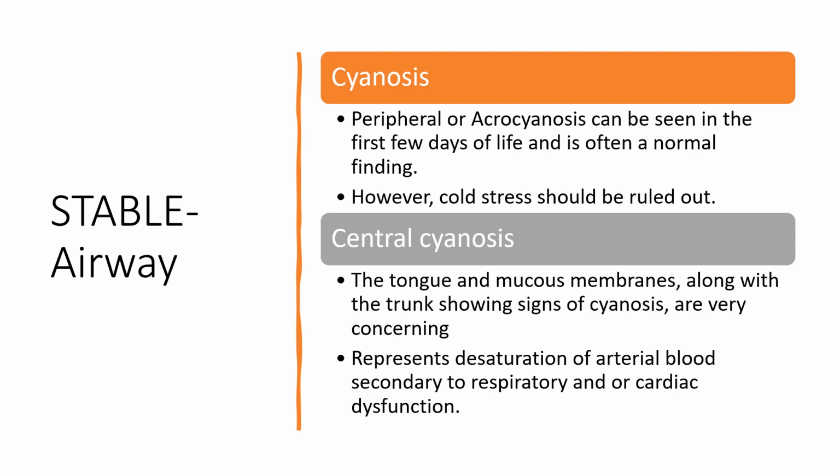So, talking about cyanosis. Peripheral cyanosis, or acrocyanosis, which is another name for it. Like I said previously, it can be pretty normal in the first few days of life, up to a week or so, but we can't rule out the cold stress side of it. Central cyanosis, when we're looking at tongue and mucous membranes along with the trunk, is very concerning. We need to really be worried about oxygenation. It represents desaturation of arterial blood secondary to respiratory or cardiac dysfunction. Big issue. We need to try and fix it.